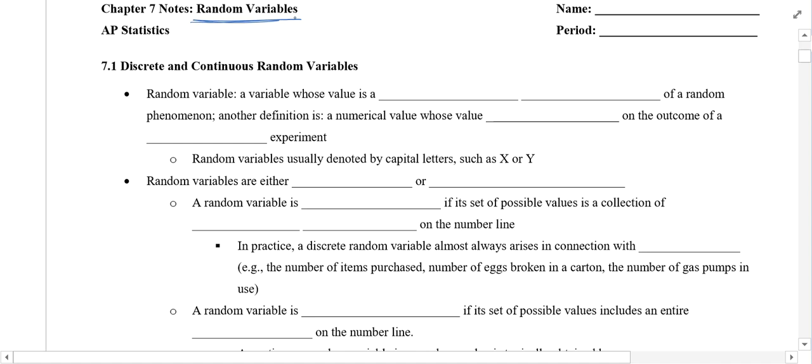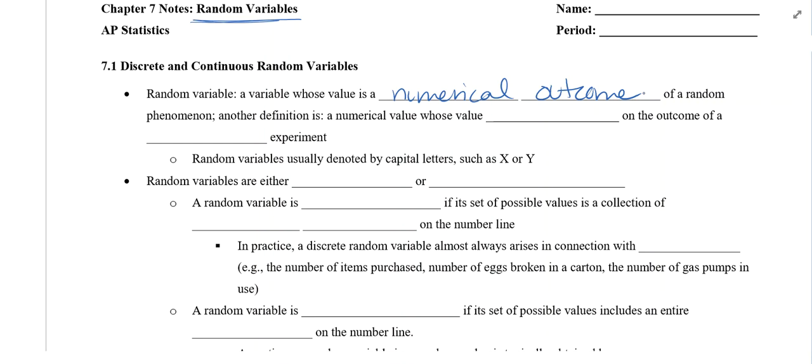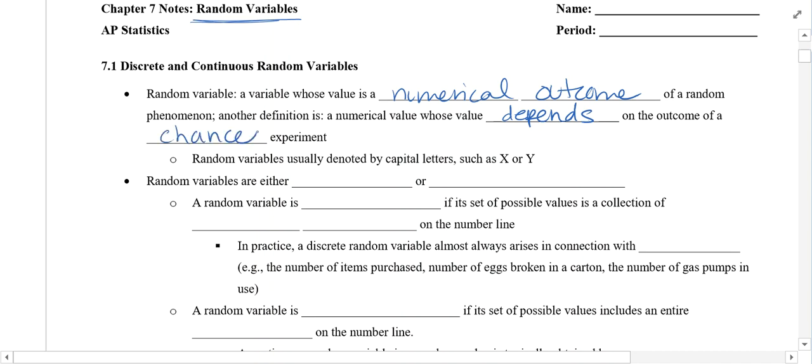So a random variable is a variable whose value is a numerical outcome of a random phenomenon. Another definition is a numerical value whose value depends on the outcome of a chance experiment. Usually random variables are denoted by capital letters such as X or Y. A lot of times we end up using variables near the end of the alphabet. I don't know why, just the way it is.